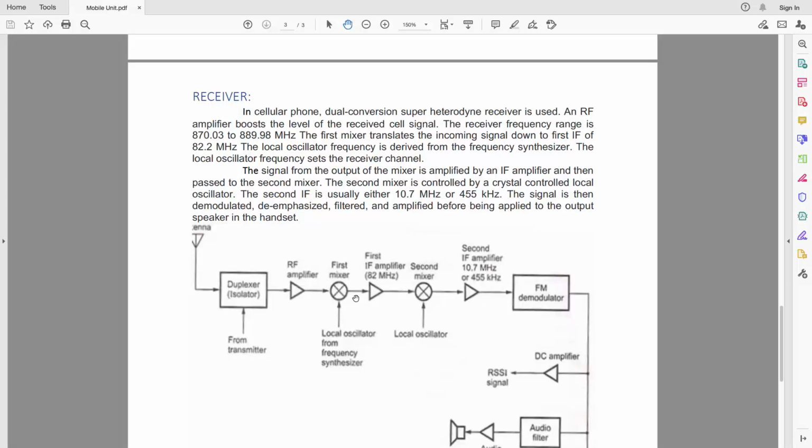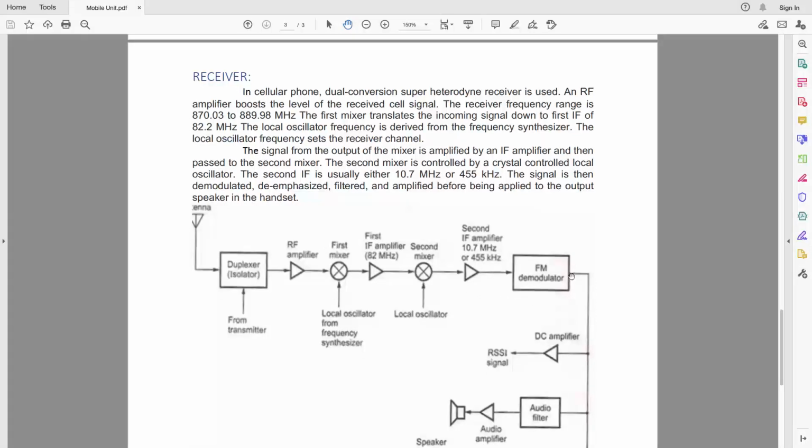That intermediate frequency is again amplified with the help of a first IF amplifier. Then again that intermediate frequency is down converted, with the help of another mixer, into another intermediate frequency, and that signal is again amplified with the help of a second IF amplifier. Mostly in a mobile handset, the intermediate frequency is 10.7 megahertz, or in the case of AM, 455 kilohertz. Then that signal is demodulated with the help of a demodulator.